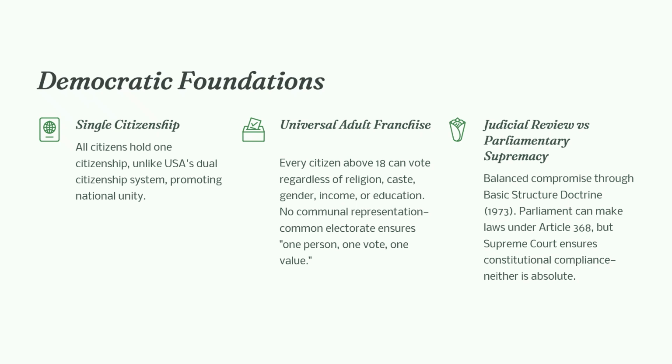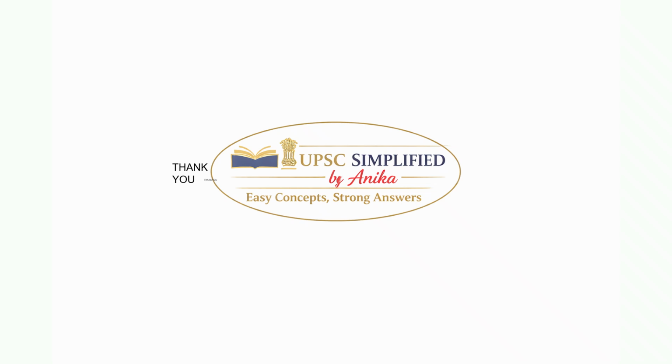Through the basic structure doctrine, that was Kesavananda Bharati case 1973, the court limited Parliament's amending power, protecting core constitutional principles like democracy, secularism, and fundamental rights. Thus, India follows constitutional supremacy, where neither Parliament nor the judiciary is absolute, ensuring checks and balances in the democratic system. And with this, we have completed the concept of unique features of the Indian Constitution.